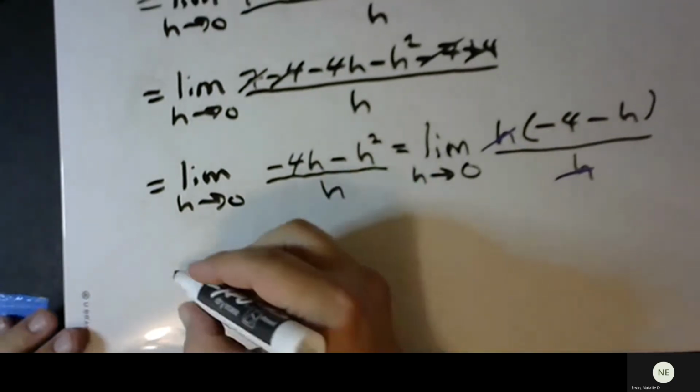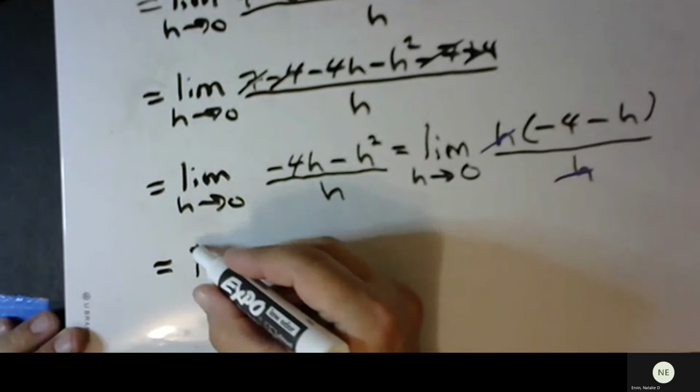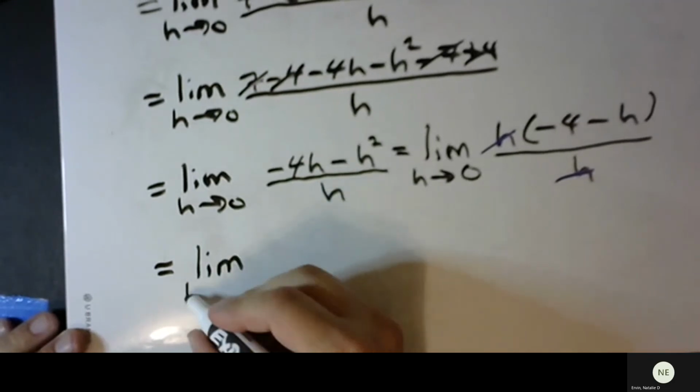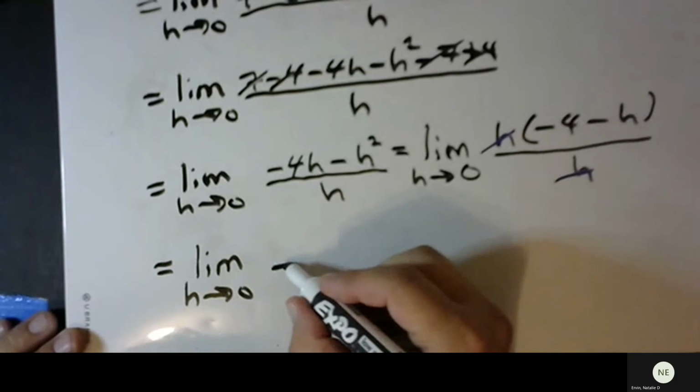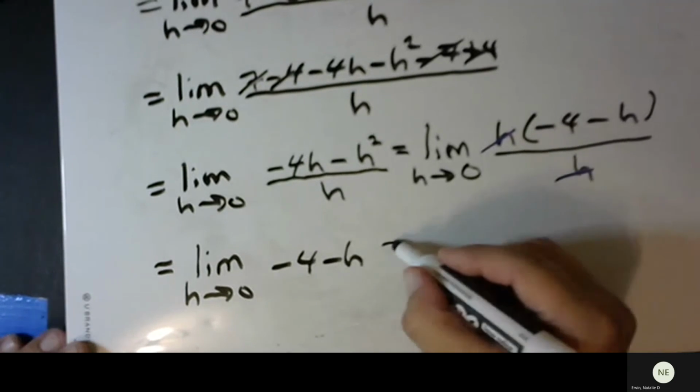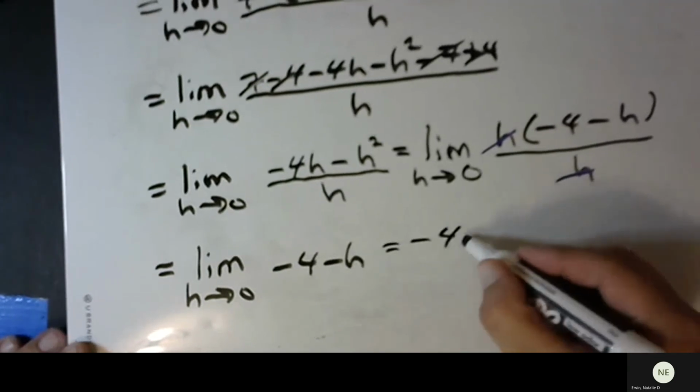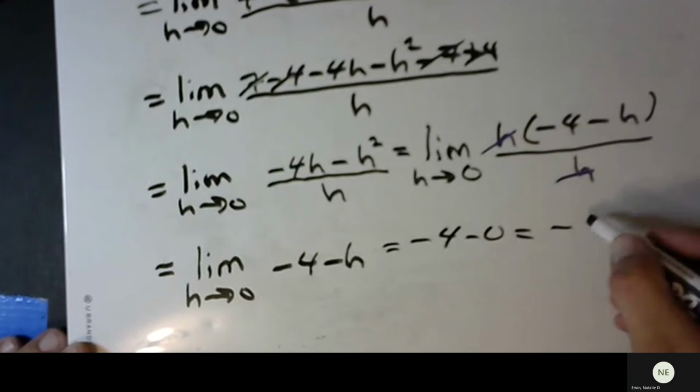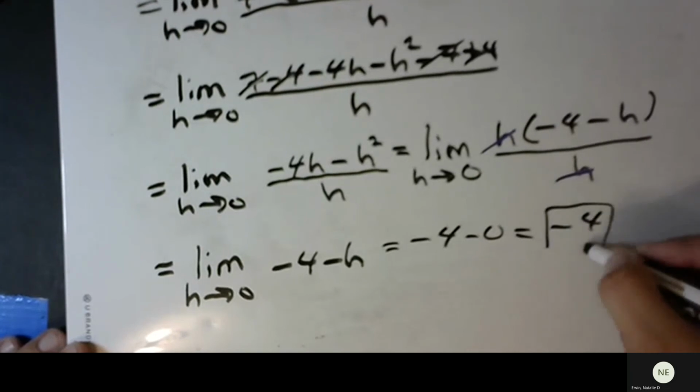And so that'll give us the limit as h goes to 0 of -4 minus h. Well, at this point, we say h is going to be practically 0. So that, for all intents and purposes, is going to be this. And that's going to be your answer. So any questions about that?